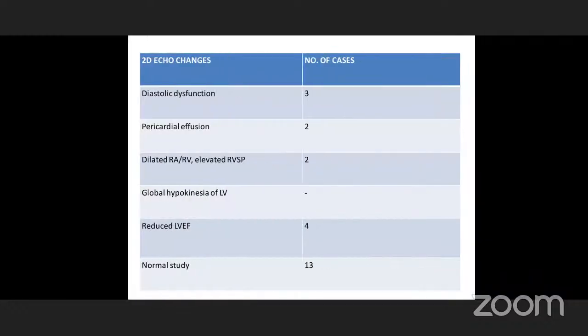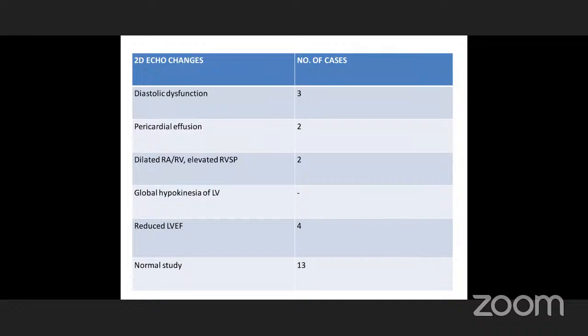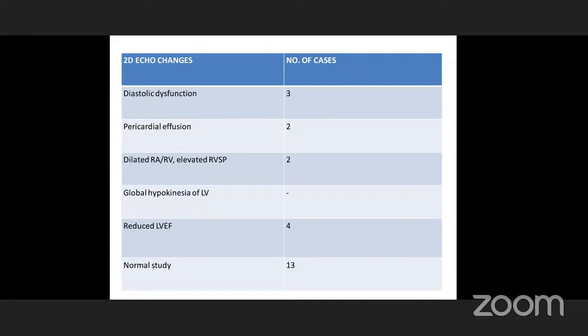And 2D echo changes: diastolic dysfunction is seen in 3 cases, pericardial effusion in 2 cases, dilated right atrium or right ventricle with elevated RVSP in 2 people, reduced left ventricular ejection fraction in 4 people, and normal study is seen in 13 people.